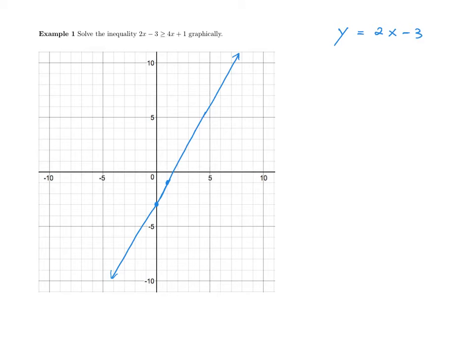And for my second line, that is y is equal to 4x plus 1. So that has a y-intercept of 1 and a slope of 4. So I'll go over 1 and up 4. And my line goes through these 2 points. So it increases like this. It drops down like this.